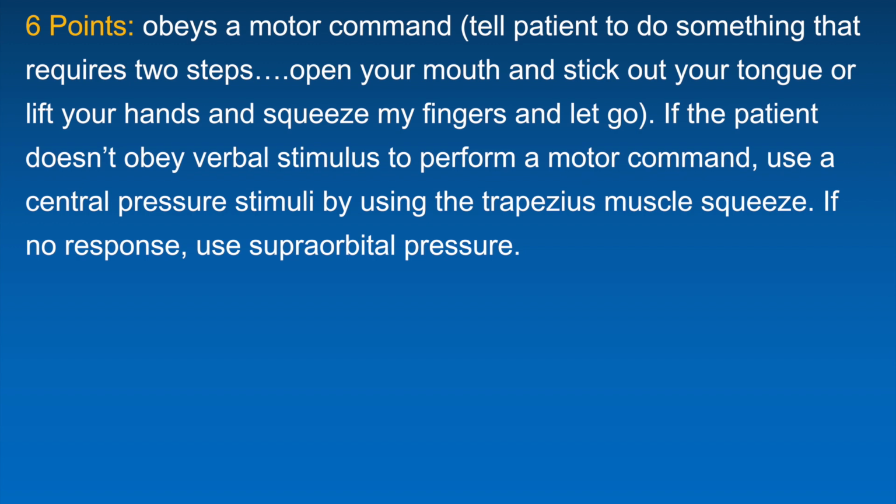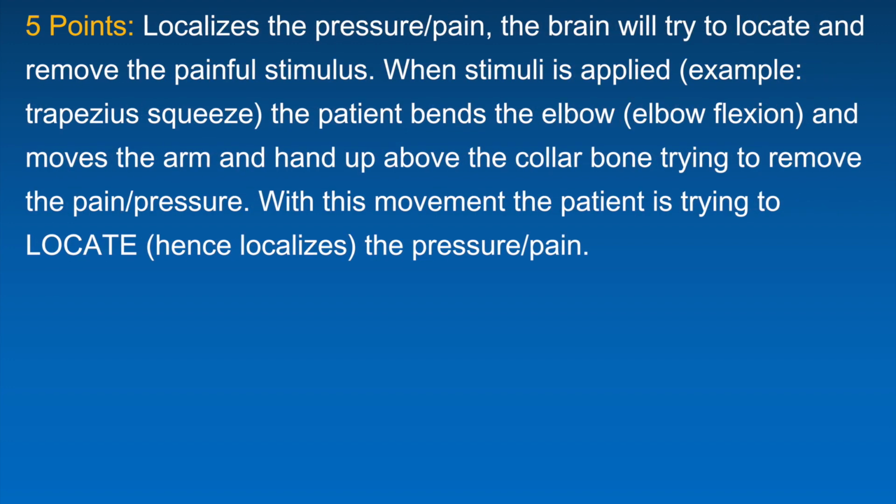If the patient doesn't obey the verbal stimulus to perform a motor command, use a central pressure stimulus by using the trapezius muscle squeeze. If no response, use supraorbital pressure. 5 points: localizes the pressure or pain. The brain will try to locate and remove the painful stimulus.